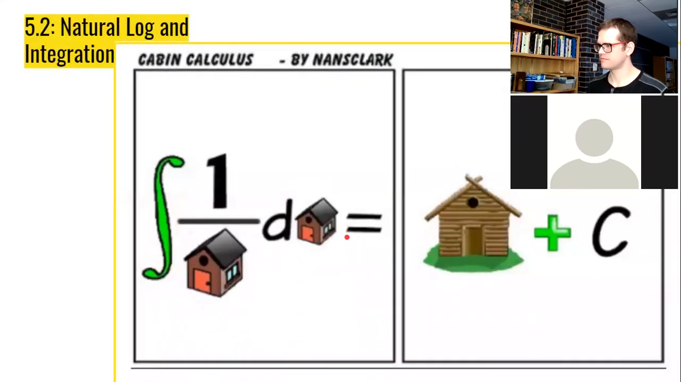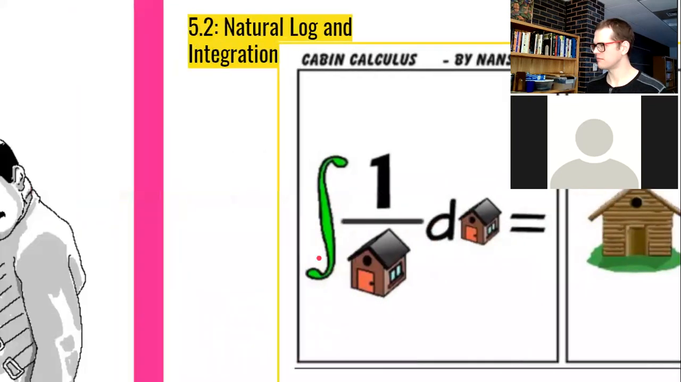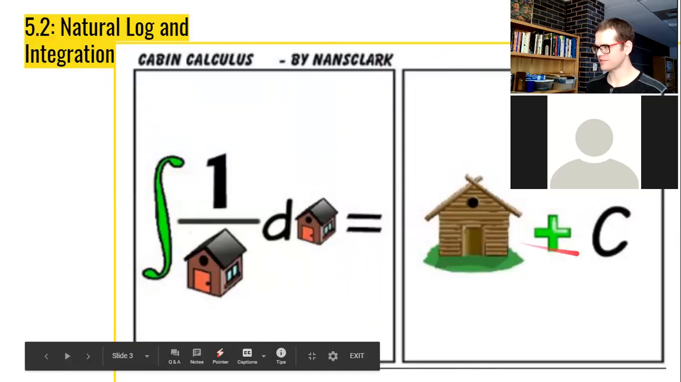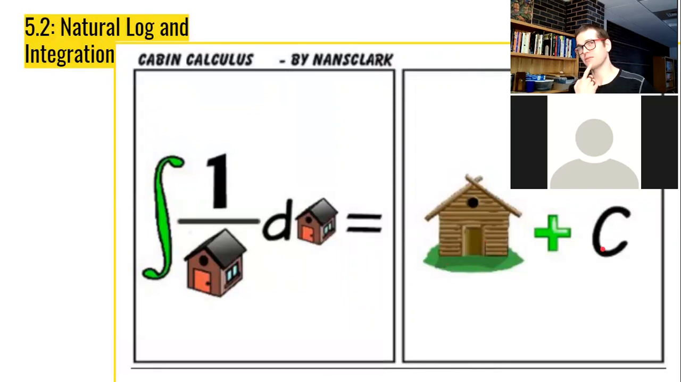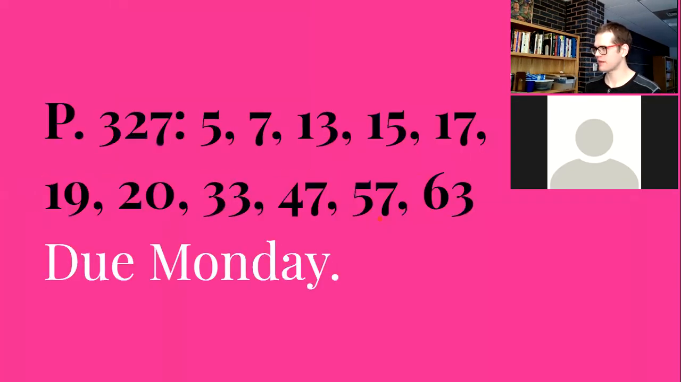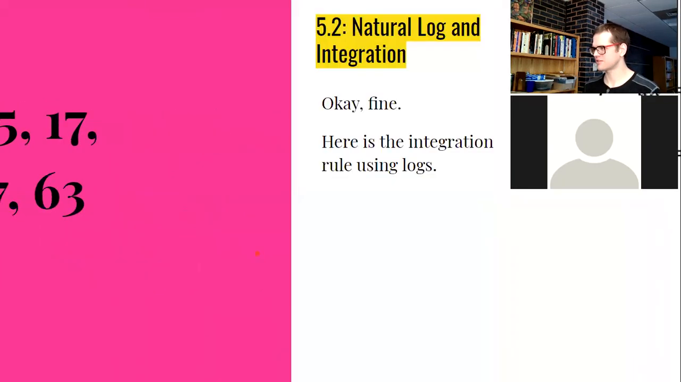Boom. So there it is. That's all for today. But 1 over cabin d cabin gives you natural log cabin plus c, which really a natural log cabin plus c probably would give you a houseboat made of logs. I just needed to let that sit for a little bit so you can think about how bad that was. But this is basically the rule just as a joke. So let's actually go past that. There's practice. Nah, just kidding.